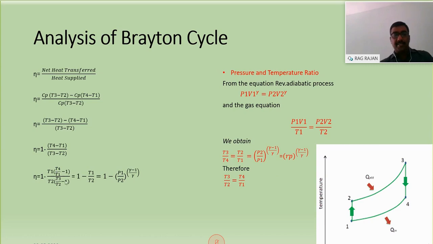When you are substituting this, these two terms become equal. So finally, you will get 1 minus T1 by T2, which is equal to 1 minus P1 by P2, the whole raised to gamma minus 1 by gamma, which you will get as 1 minus 1 by Rp, where Rp is the pressure ratio, raised to gamma minus 1 by gamma. I think it is clear to you.